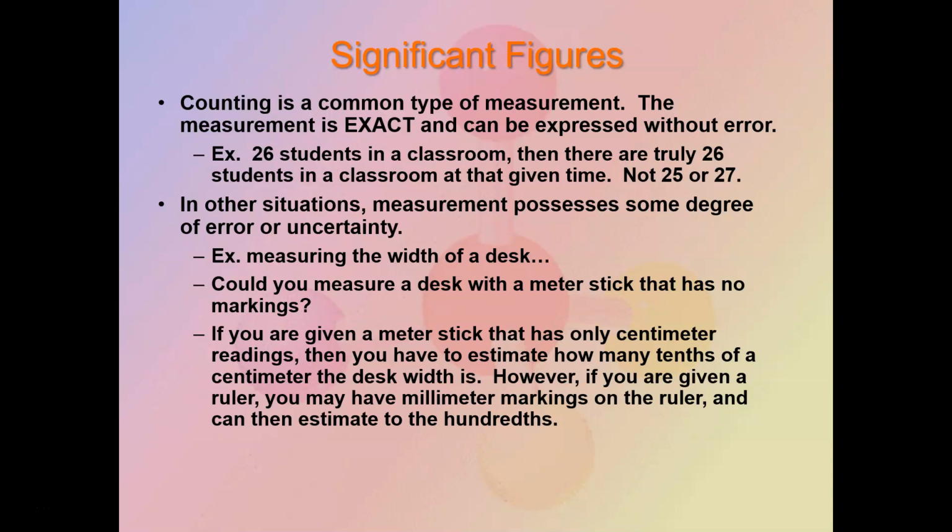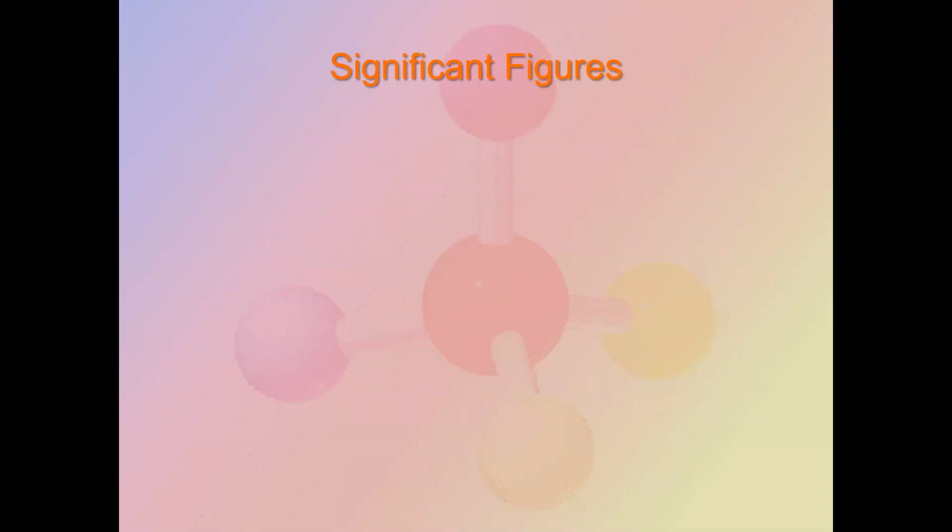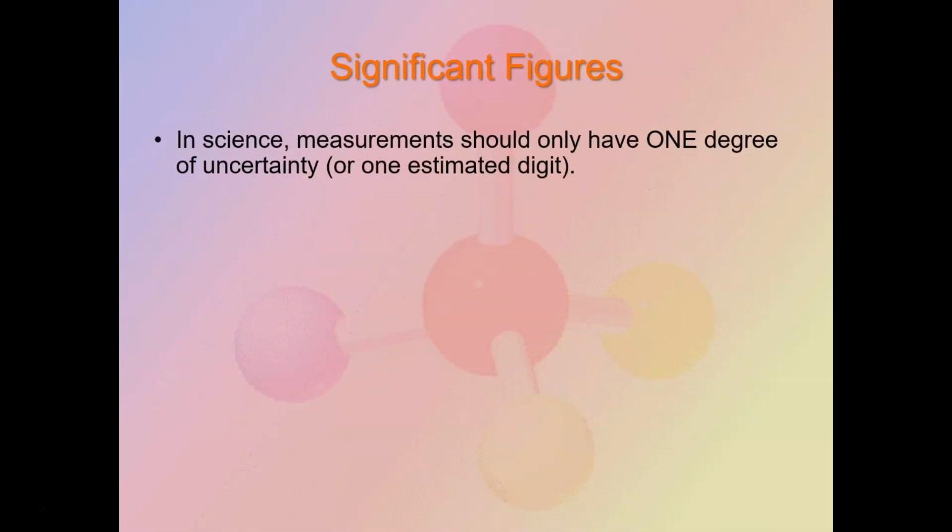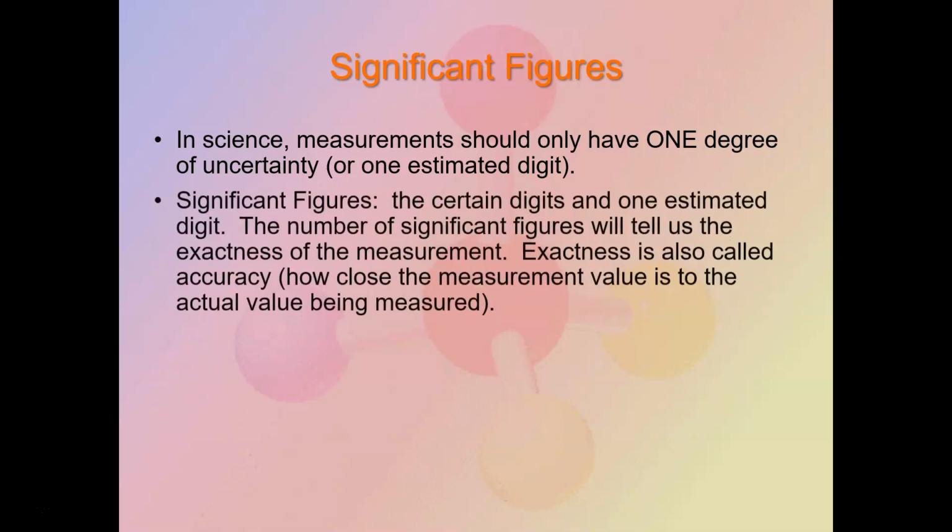However, if I gave you one that had all the way down to millimeter markings on it, you could estimate to the hundredth. So we can only go one past whatever unit we are given on our measuring device. That last digit is always going to be an estimate. So in science, measurements can only have one degree of uncertainty or one estimated digit. That one digit will always be your estimate.